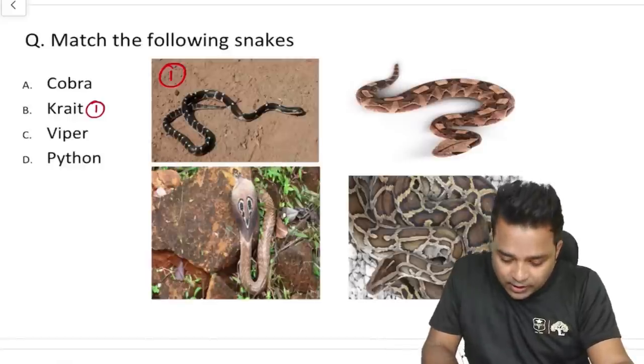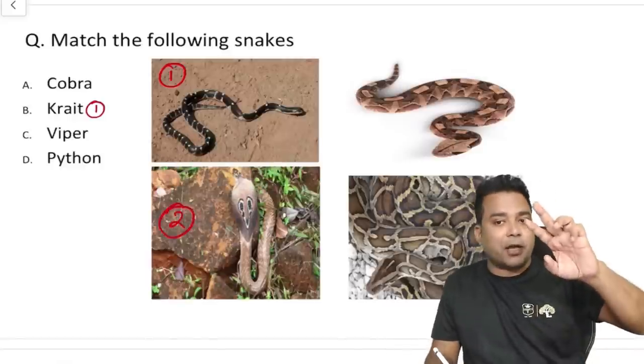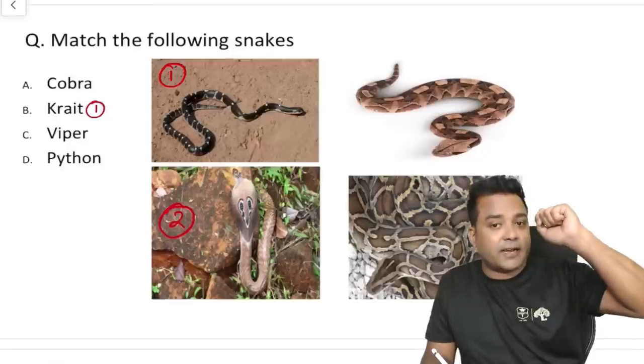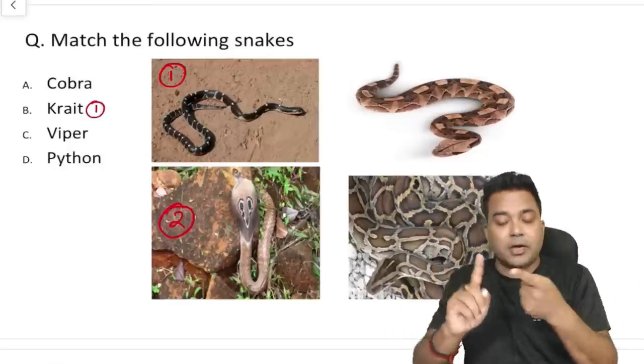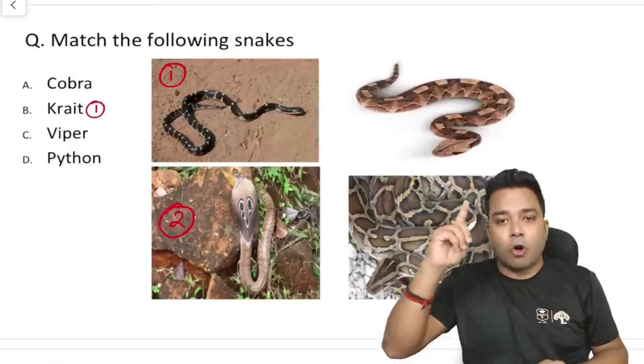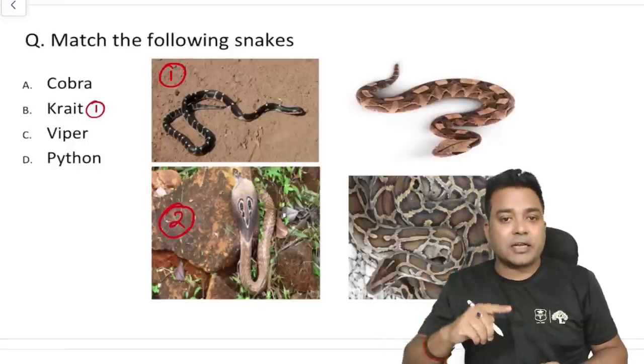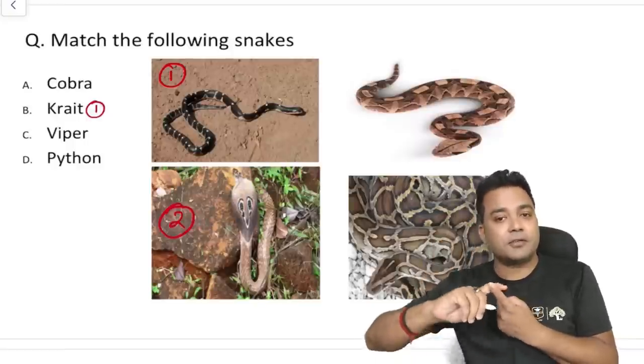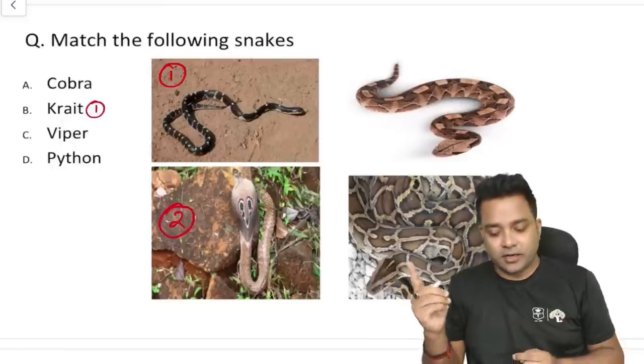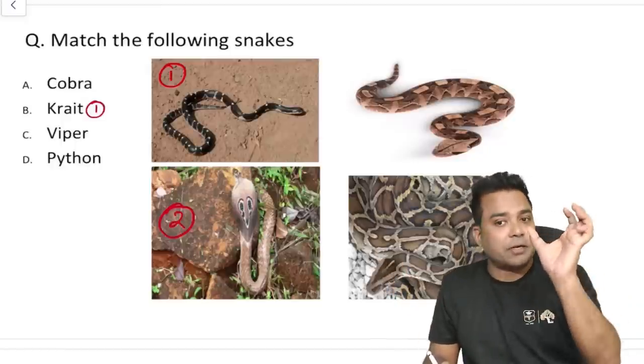Number two has got a spectacle shape mark over the back of the neck. So yes, this spectacle shape mark will help me recall that common people wear spectacles. King wears contact lenses. Okay, so common cobra will have a spectacle shape mark.